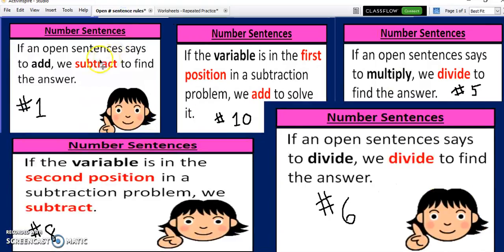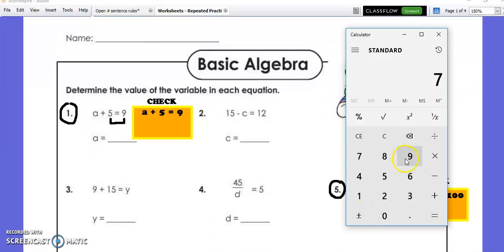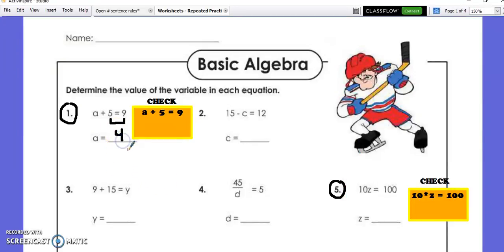Well, the rule tells us that in an open number sentence that tells us to add, we need to take the 2 other numbers that we know and subtract them to solve for a. So in this case, while you're completing the worksheet, you should connect the 2 numerals that you know, 5 and 9, and because it's an addition problem, I am going to subtract 9 minus 5, which gets me a equals 4.